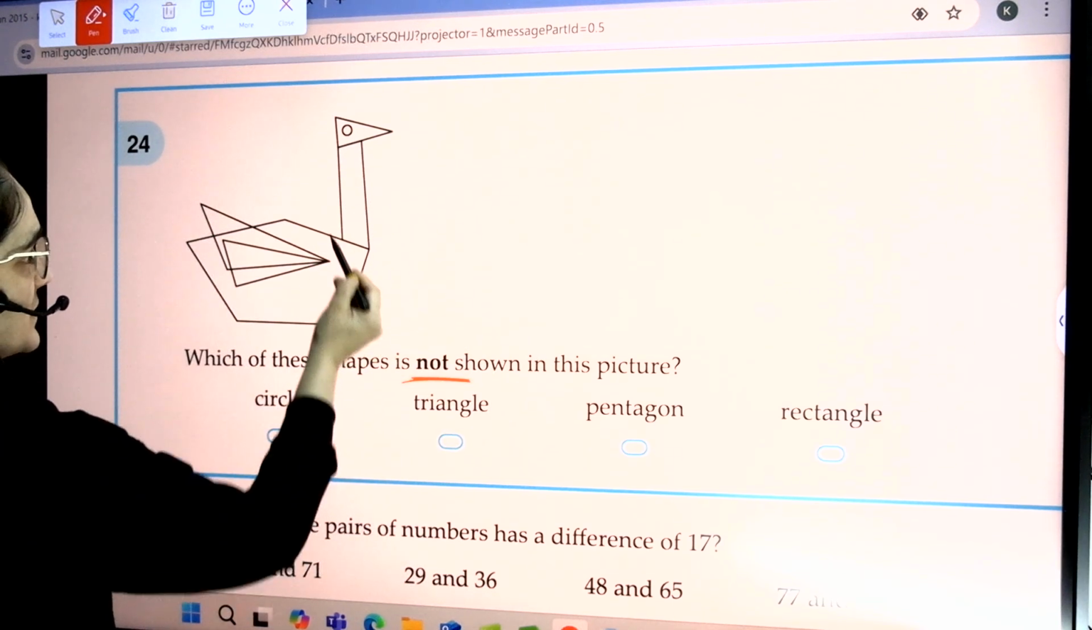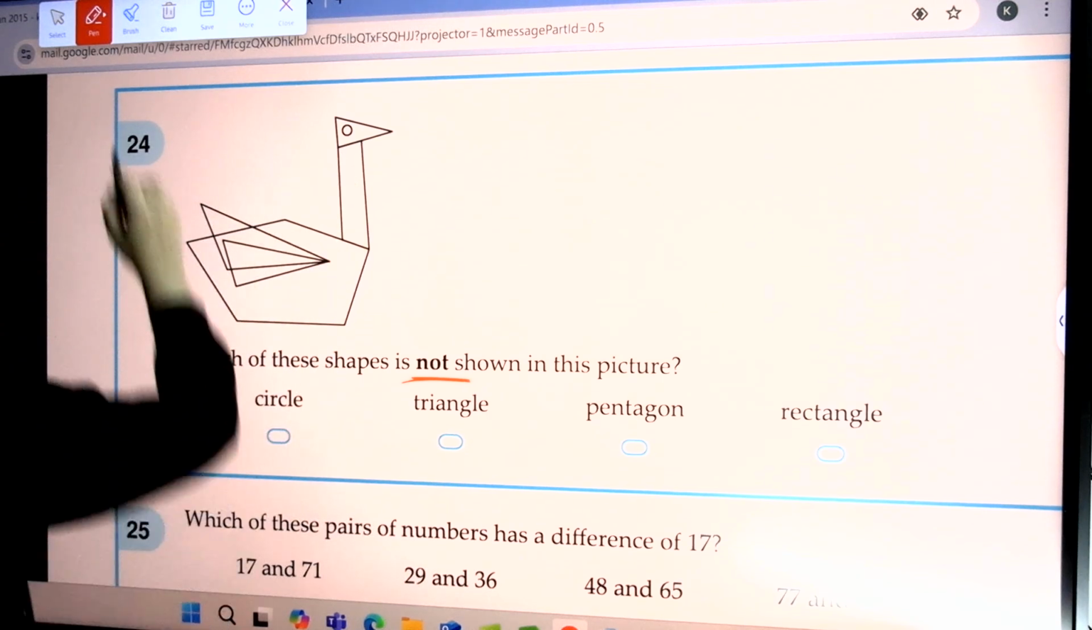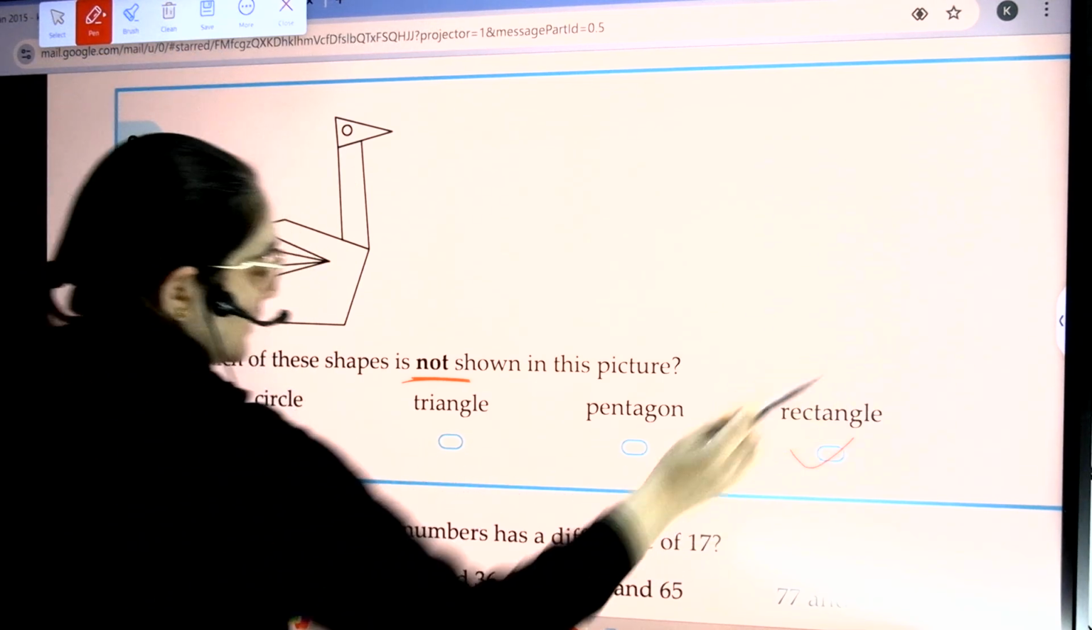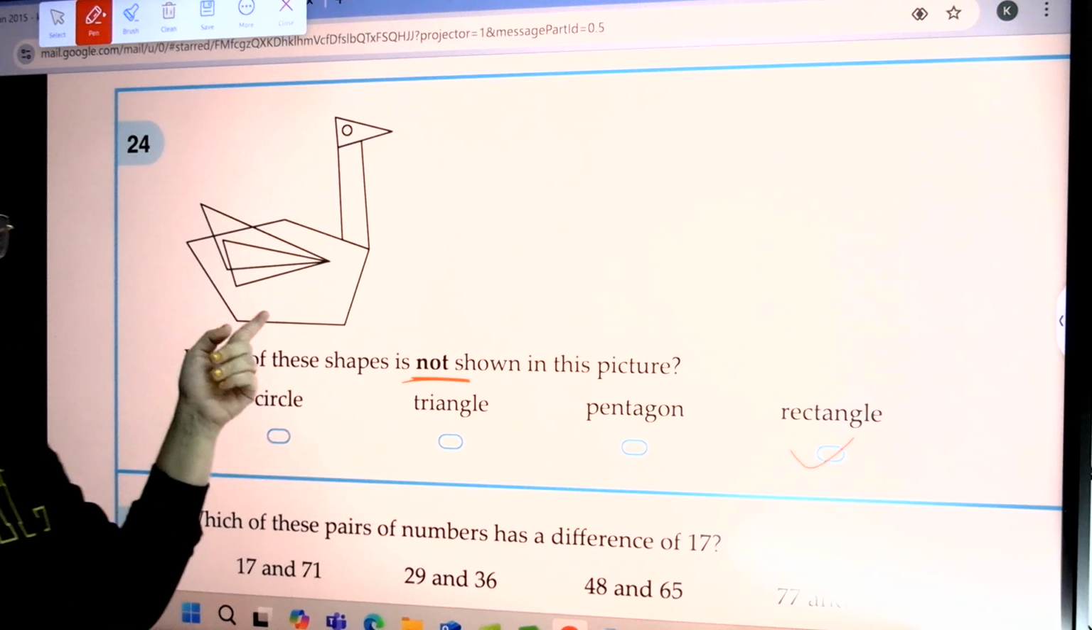This is actually a trapezium. This one is a trapezium shape. Okay, so rectangle is the correct answer. Rectangle is not included in this picture.